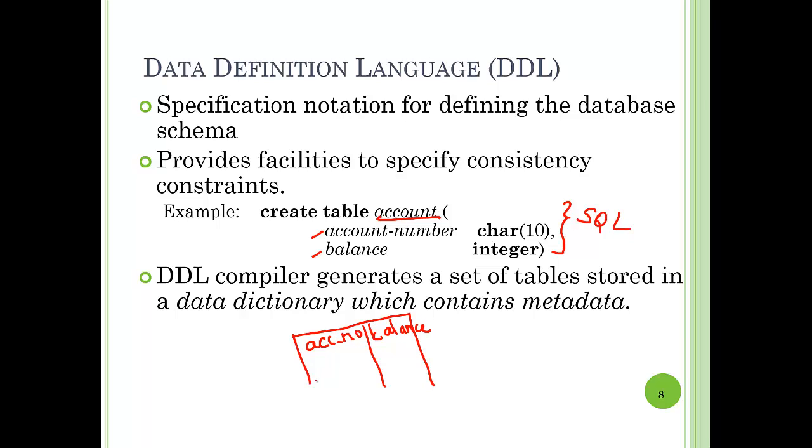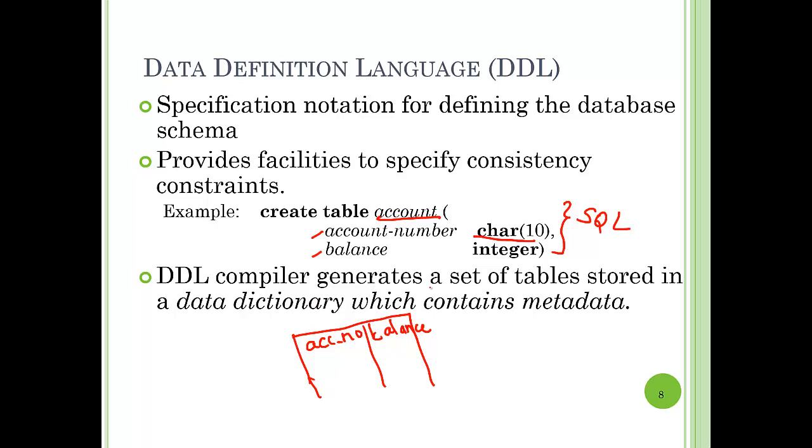Now account number is defined as character of 10. So it will accept an account number of maximum 10 characters. Beyond that, if you'd like to enter more, you'll get an error. If instead of characters you try to enter an integer, you'll get an error. Similarly, an integer field can accept only integers and not any other value, not even characters or alphanumeric. So you're defining the database language.